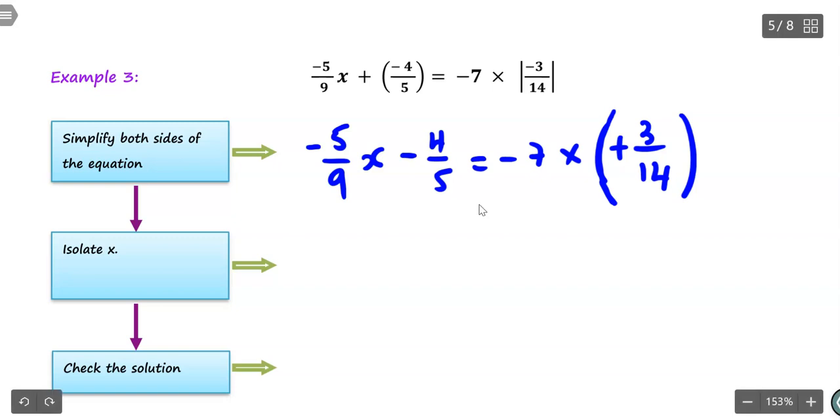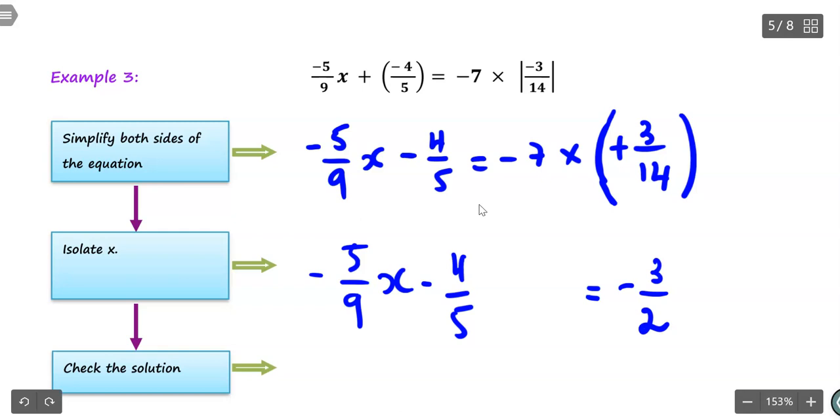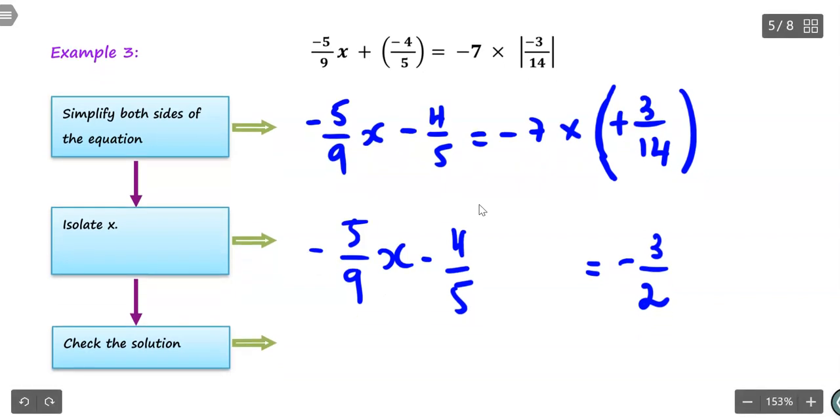So if you use a calculator, when you multiply these two, you should have the answer as negative 3 over 2. You can go ahead and use a calculator, take negative 7 times 3 over 14, you will end up with negative 3 over 2. And now I am going to subtract this on both sides. No, I mean I add this on both sides.